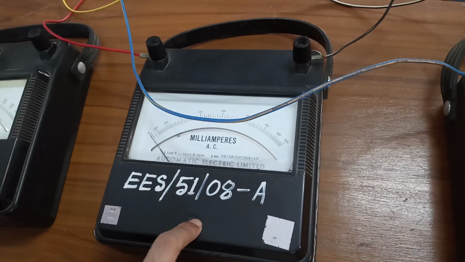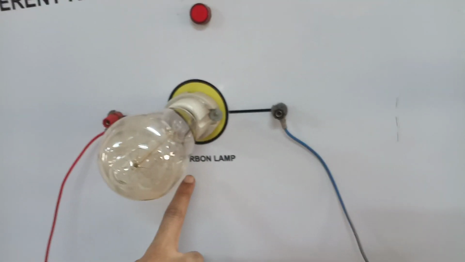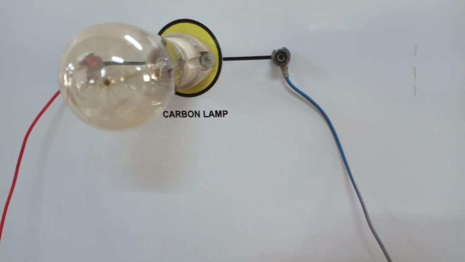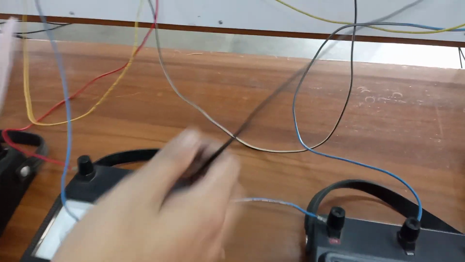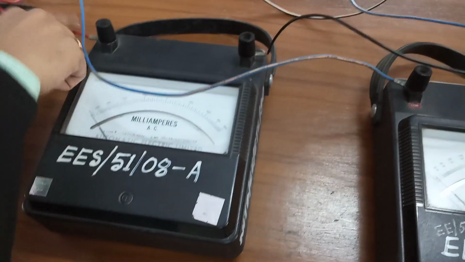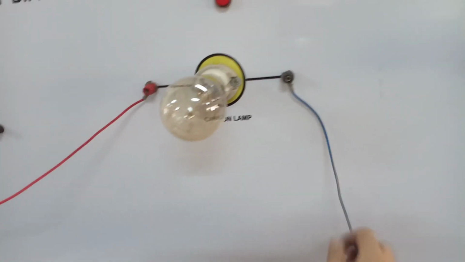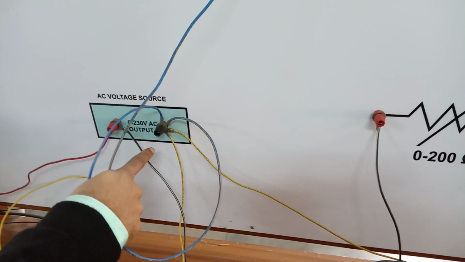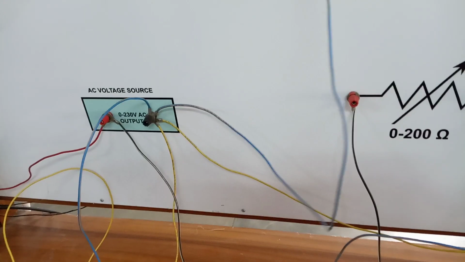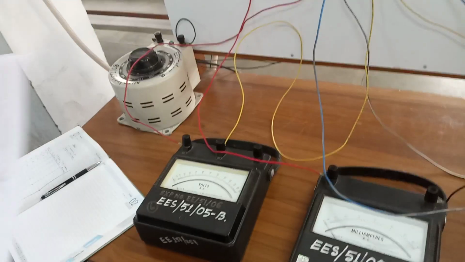This is our A2, and that is connected in series with your carbon lamp, right? You can see that from the rheostat again we are connecting this ammeter 2. This is our ammeter 2, and then ammeter 2 goes through the carbon lamp, and the carbon lamp is returning to the terminal of the variac. Okay, so this is how we are preparing the circuit. Once more I am demonstrating.